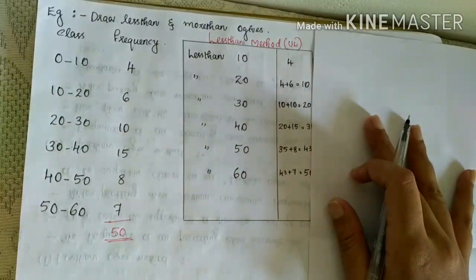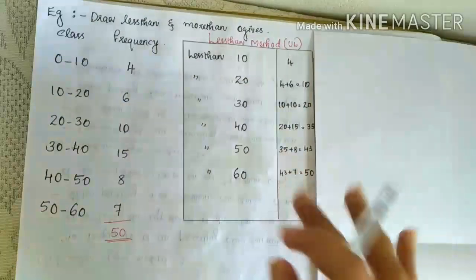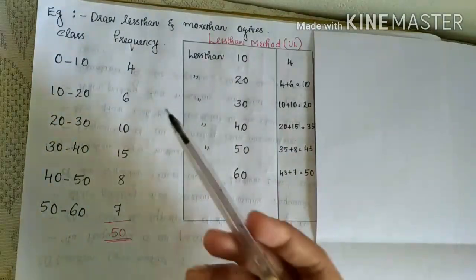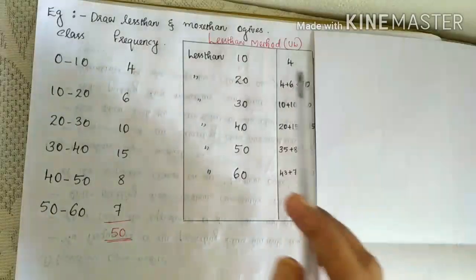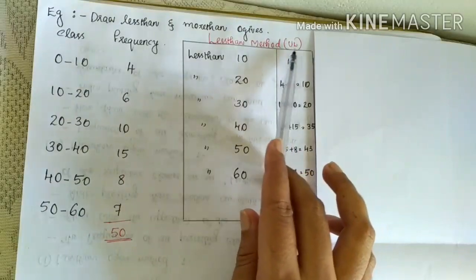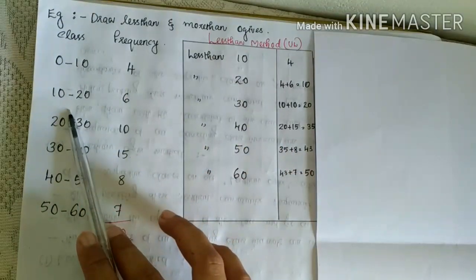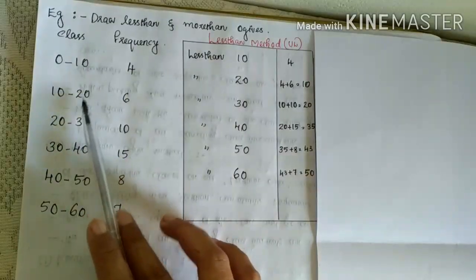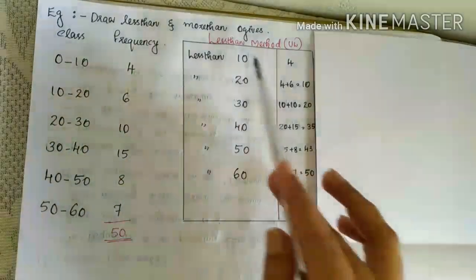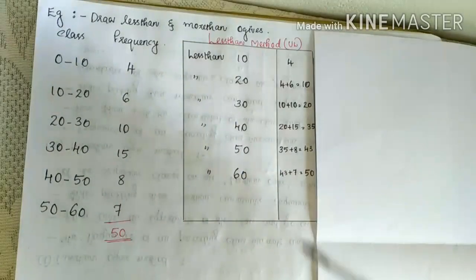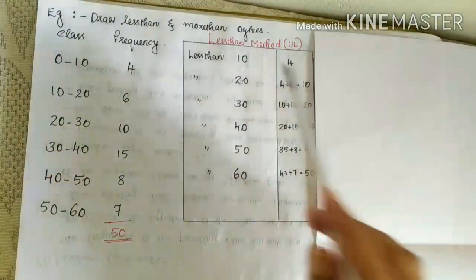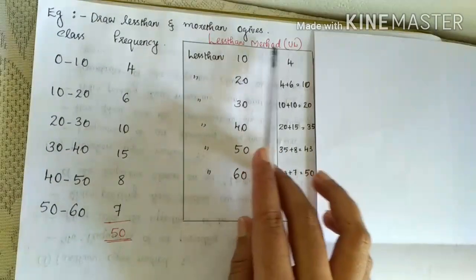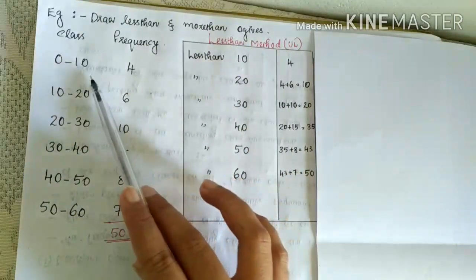The first step is the less than cumulative frequency distribution. We already discussed that the less than method is always related to the upper limit of the classes. Here the upper limits of the classes are 10, 20, 30, 40, 50 and 60. And in the less than method, the frequencies are added together. One frequency is added to another frequency. So the first thing is that the less than method is always related to the upper limit of the classes.